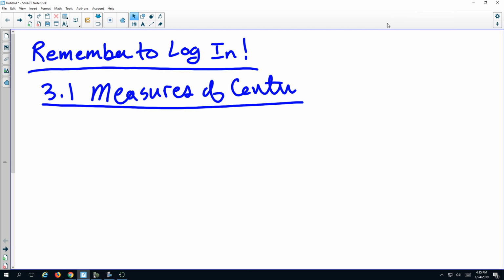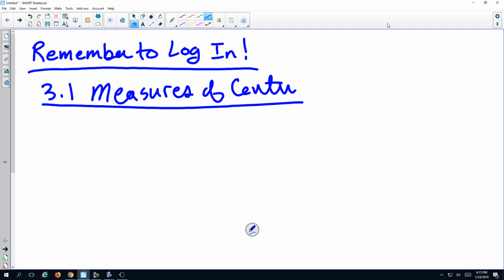3.1 is about measures of center. You've probably already done these for the most part. If you've ever done mean, median, and mode, that's what we're going to do. But we're going to use some notation you maybe haven't used before.